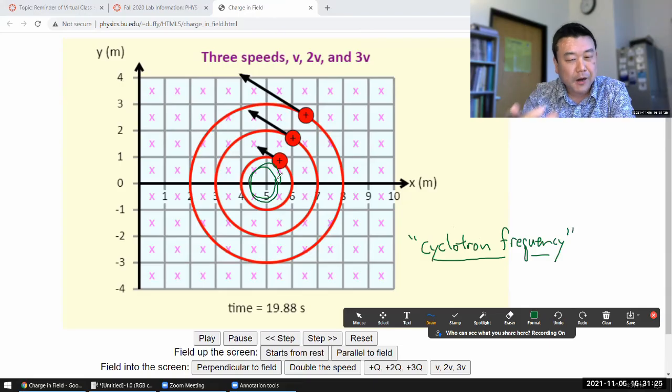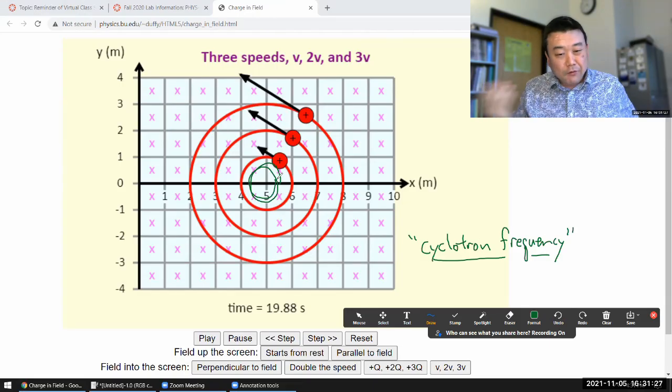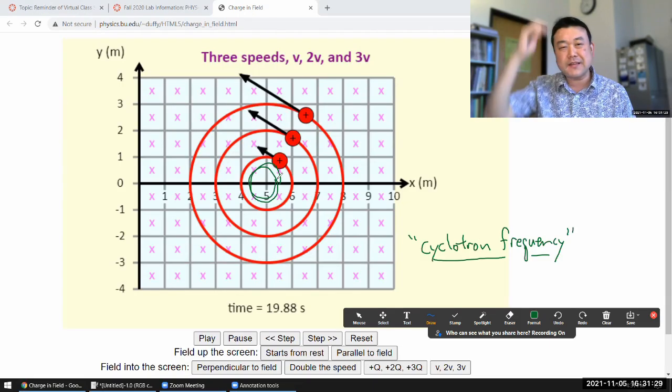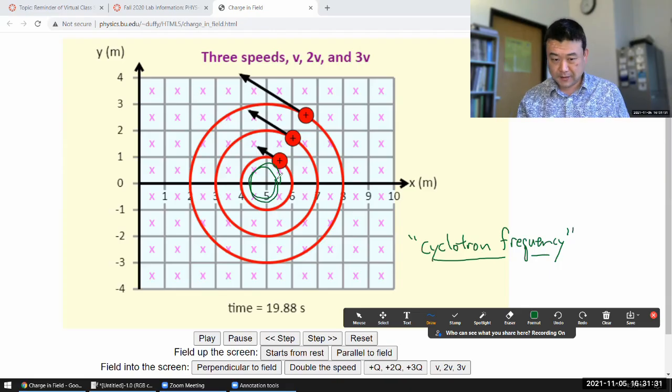And this remarkable coincidence also kind of goes away when you get to high enough speeds that you have to worry about special relativity. But up to a sizable fraction of the speed of light, this is an effect that's really practical in particle physics. So I think that's probably everything about magnetic force that I want to and can cover.